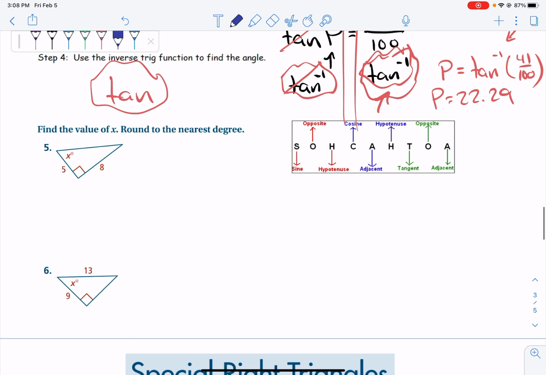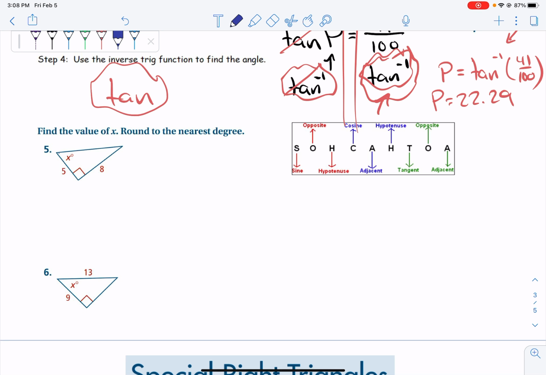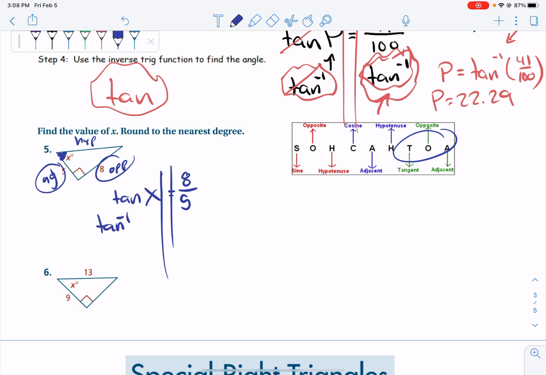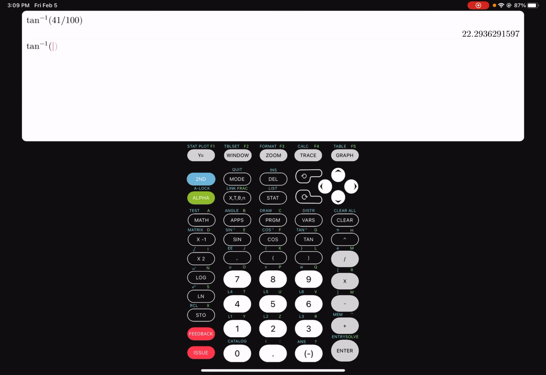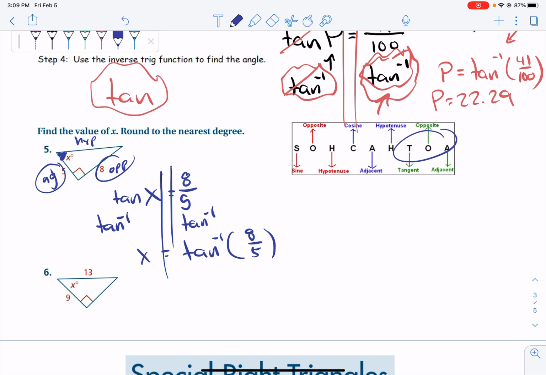Find the value of x, round to the nearest degree. All right, so it tells me what angle. I'm working with this angle right here. So when I label, here's my hypotenuse, here's my opposite, here's my adjacent. So I have opposite and adjacent, which means I'm going to be using tangent again. So my equation says the tangent of some x angle is equal to the opposite 8 divided by the adjacent 5. Opposite over adjacent. Now, to get rid of tangent, I have to take the inverse tangent of both sides. So my x is going to equal the inverse tangent of 8 divided by 5. On my calculator, I do second tangent, 8 divided by 5. And I get 57.99, and it wants me to round to the nearest degree. So that's going to be 58 degrees. X is going to be 58 degrees.